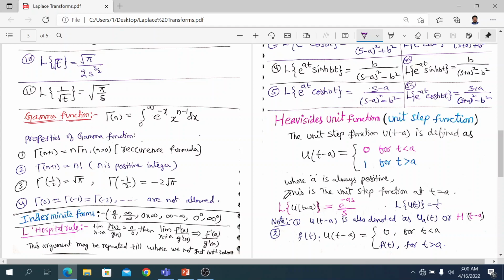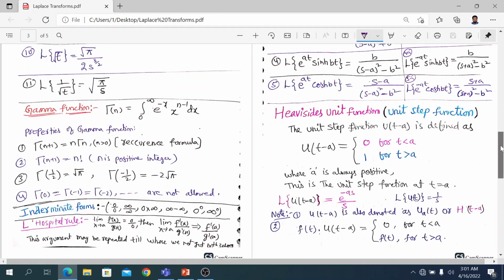Okay. Now we have some formulae. Laplace of u of t minus a is equal to e power of minus as by s, and Laplace of u of t is equal to 1 by s. Here note, u of t minus a is also denoted by u of t or h of t minus a, Heaviside unit function. And second, f of t u of t minus a is equal to 0 if t less than a, and f of t for t greater than a. Okay, these are the formulas.